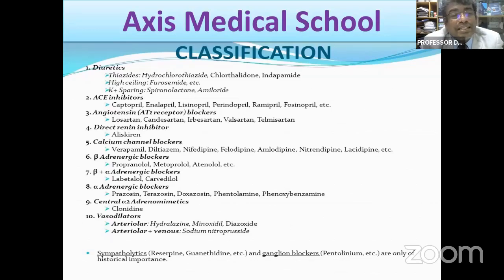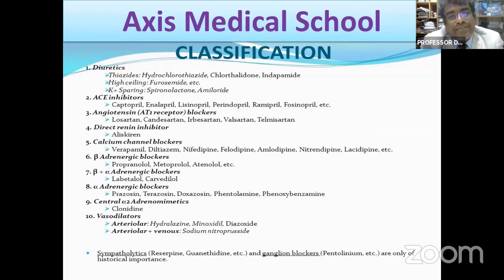There are also centrally acting drugs like clonidine, which is available in the market, and alpha-methyldopa. These are centrally acting antihypertensives. There are also direct vasodilators: hydralazine, minoxidil, and sodium nitroprusside. And from pharmacology, we also know there are some sympatholytics like reserpine and guanethidine, or some ganglion blockers like pentolinium. Actually, these are not used as antihypertensives nowadays.